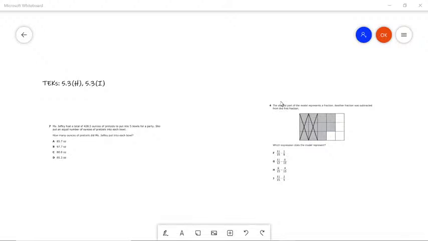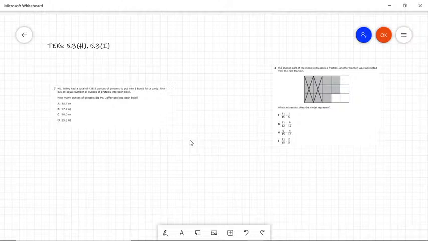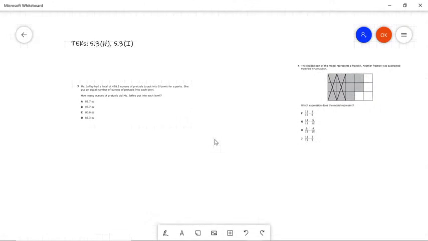Today we're going to be covering 5th grade math, and the TEKS that we're going to be covering today are 5.3H and 5.3I. And here are two practice problems that we are going to do today.